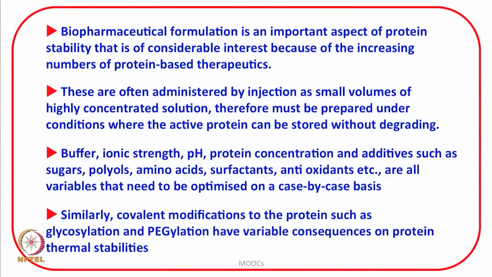Similarly, covalent modifications to the protein such as glycosylation have variable consequences on protein thermal stabilities, and we have already discussed the mutation aspects. This discussion suggests that differential scanning calorimetry is not just of academic interest, because it does not just give you the numbers or the signs, but it gives us many directions.